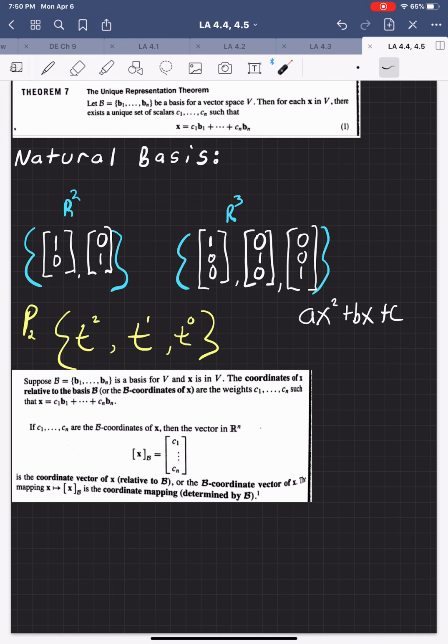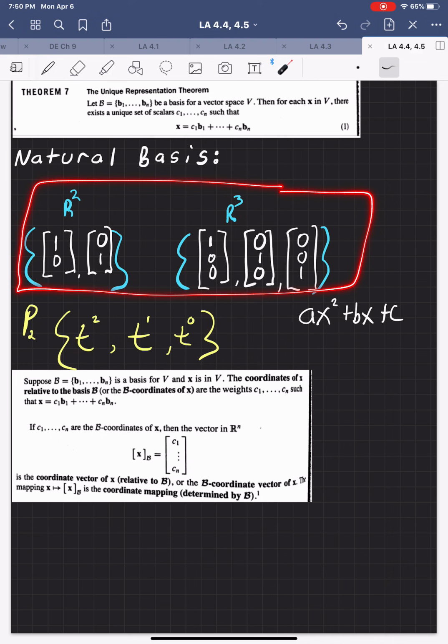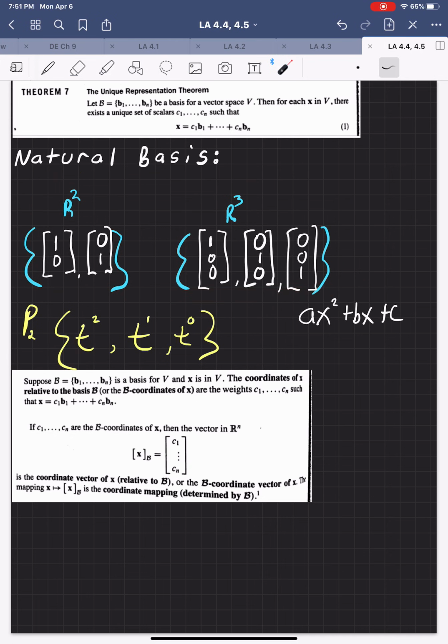All right, ready? Let me pick up where I left off. I've already mentioned that the following bases are what we would consider the natural basis for R2 and R3. You'll have to forgive me because I cannot remember if I've already read Theorem 7 to you or not, but I am going to read it again, and I want to talk about one more quick space.